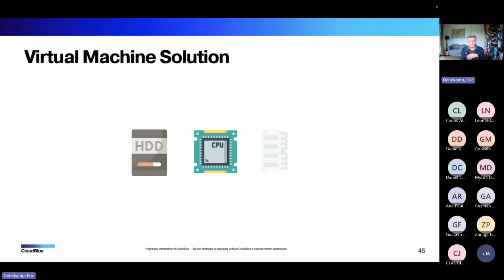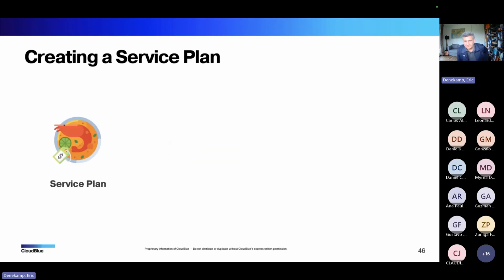It's a weird virtual machine, I know. I didn't make these slides.